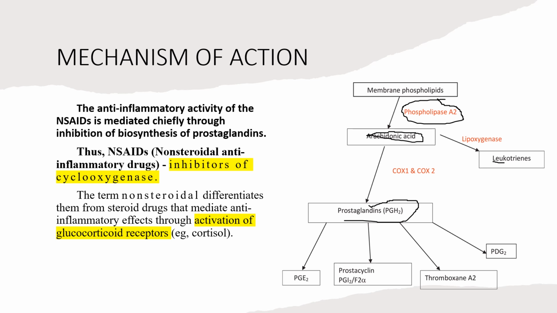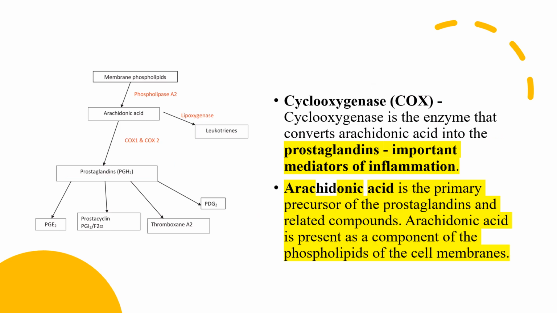So the term non-steroidal differentiates them from steroid drugs that mediate anti-inflammatory effects through activation of the glucocorticoid receptor. An example is cortisol. Now, as I have discussed in my previous slide, the cyclooxygenase enzyme converts arachidonic acid into prostaglandins, important mediators of inflammation. Now, guys, these prostaglandins are very important for the vasodilatory effects, and also for the chemotaxis of all the inflammatory cells. So these are very important mediators of inflammation.